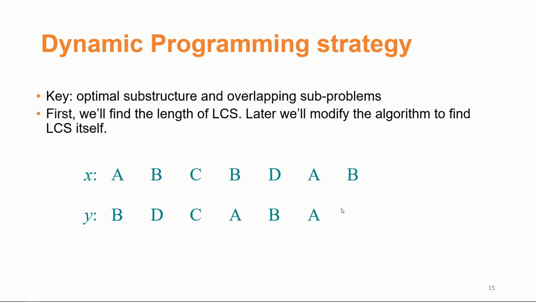That means for the two strings here, x and y, we will first develop an algorithm that will give us the length of the LCS, and in this case the answer should be 4, because for the strings x and y, the LCS is B, C, B, A. The length of this string is 4.